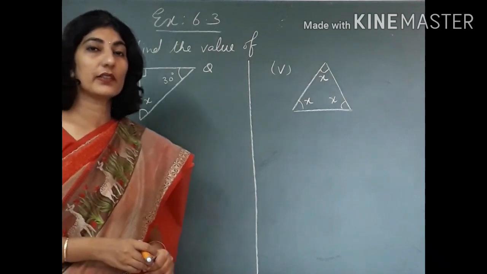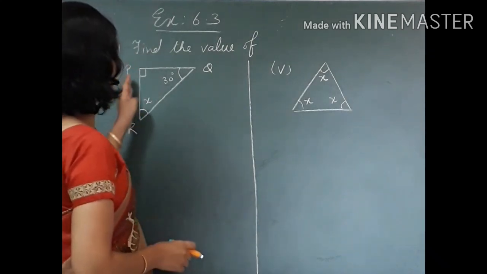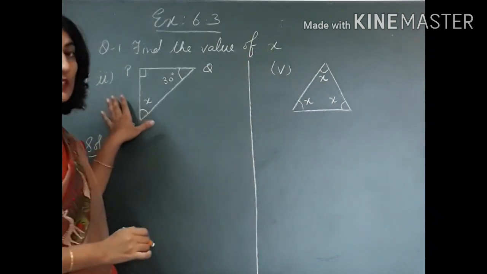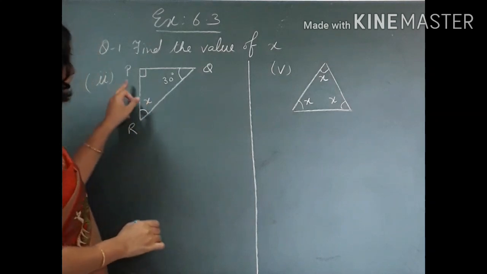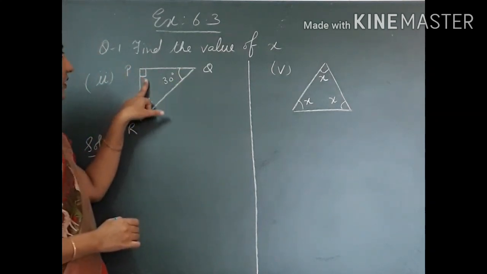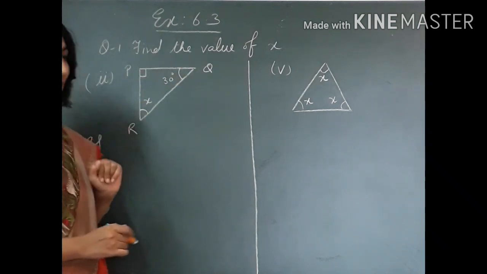I will do two parts of the questions and the remaining parts will be homework for you. First question is find the value of unknown x. The first figure I have not taken, I have taken the second figure. Here the triangle is given, triangle QPR. This angle, if you see, it is marked, it is 90 degrees. This angle is 30 degrees. This angle x you have to find.